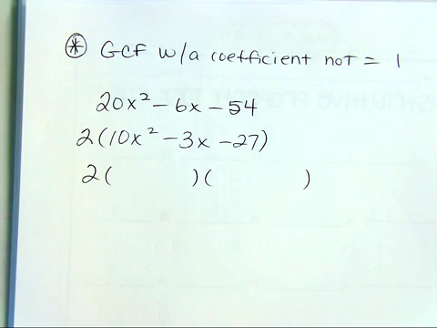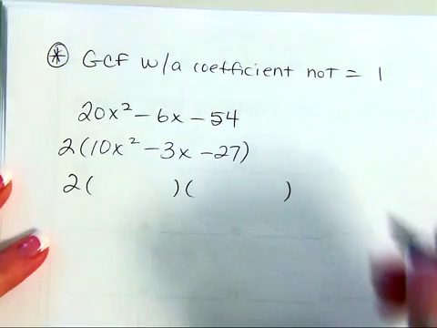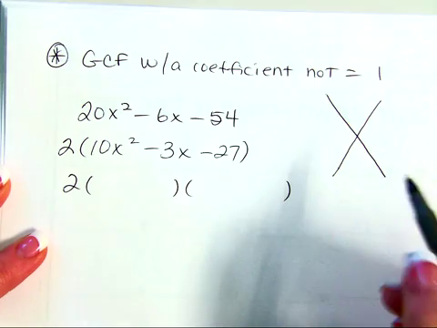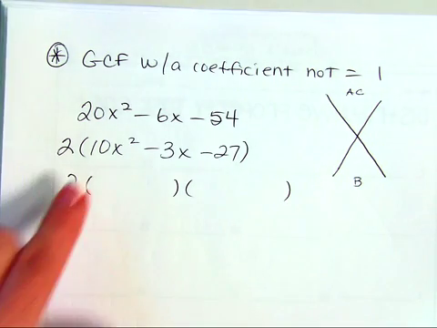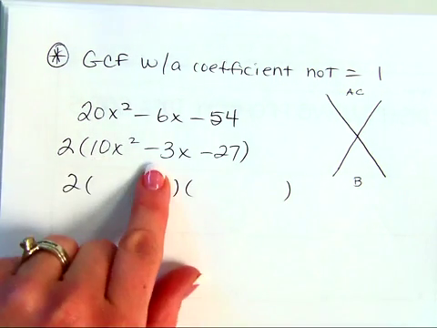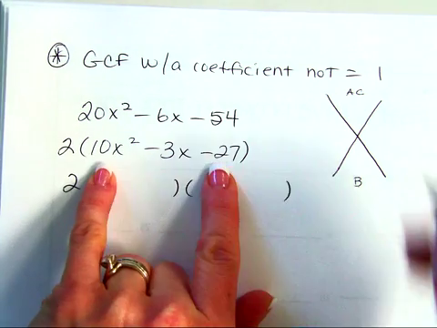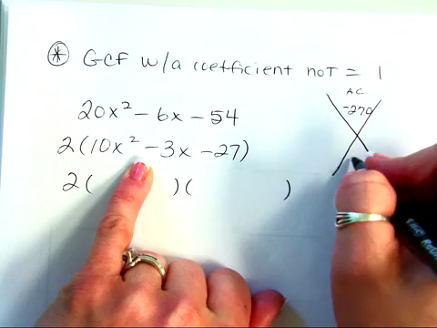So I kind of was like, oh gosh, we got to do the X box now with that big number, but that's okay because it's good for you to see what happens with that. So here's my X. Now do you remember this is A times C and this is your B? My A is 10, my B is negative 3, my C is negative 27. So my A times my C is negative 270. And my B is negative 3.